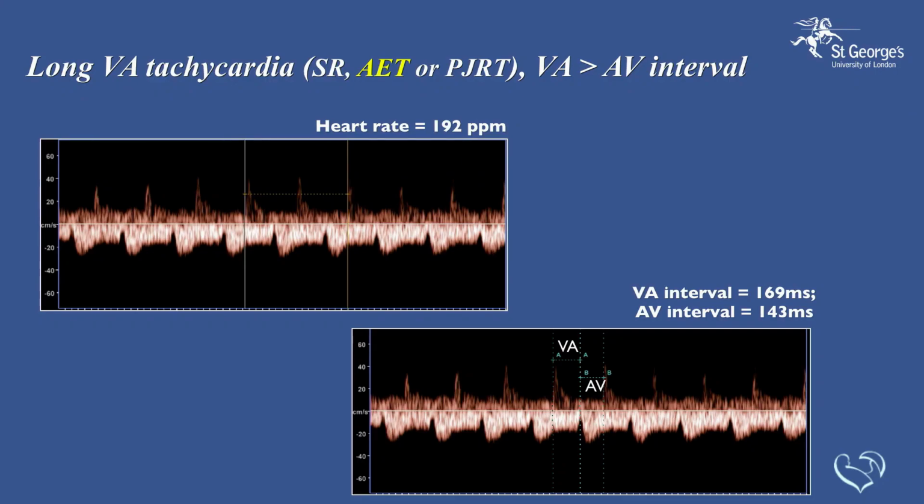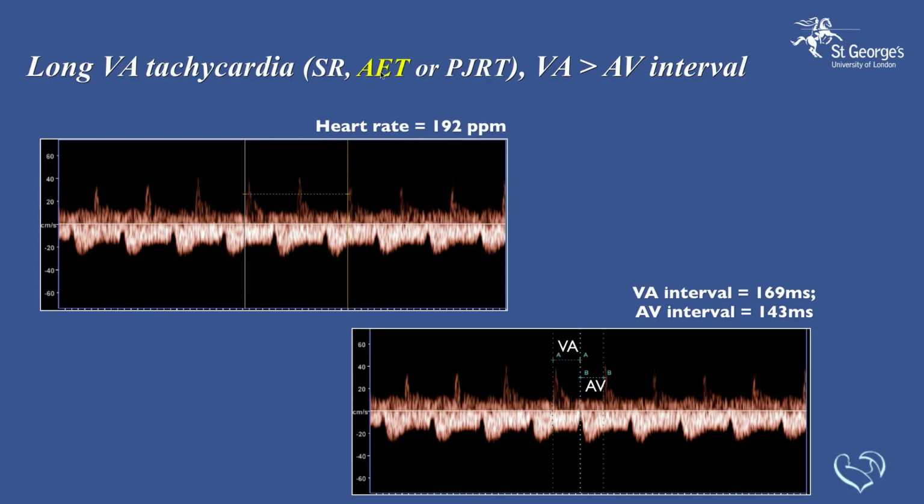Now these are long VA tachycardias. The mechanism is different. The reason for the tachycardia is different. It could be a sinus rhythm. I don't have an example of that, but it's just a normal one, a bit faster. You need to think about maternal thyroid function, infection, temperature.